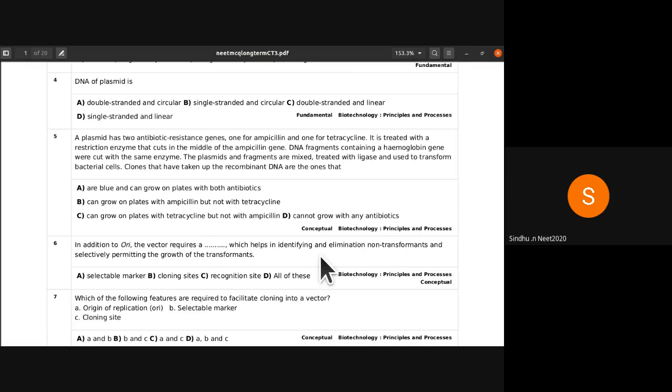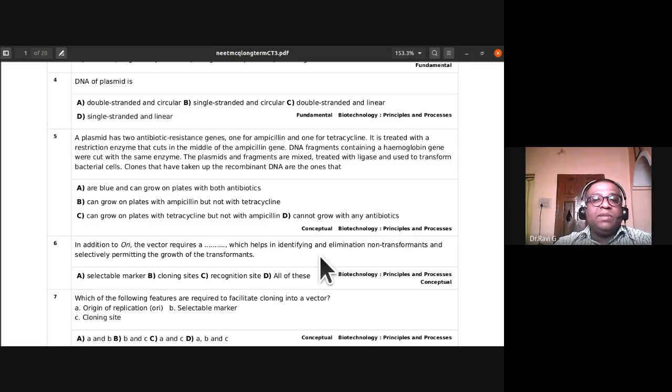Option C. Very good. Option C, because the ampicillin resistance gene is destroyed by the restriction enzyme where we are adding a new DNA fragment. As a result, they won't have resistance for ampicillin, but they have resistance for tetracycline. So they can grow on plates with tetracycline, but not with ampicillin.